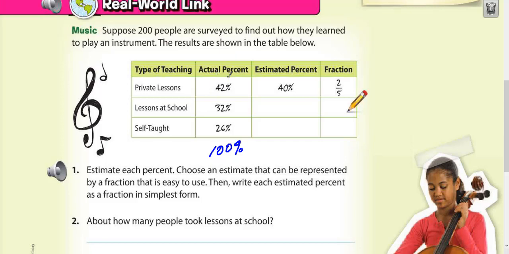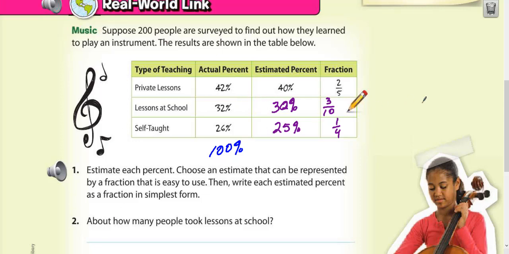You'll notice they took this 42% and they rounded it to 40%. That's a rough number that we can easily use, and that gives us a quick and easy fraction, 2/5. So think about what you would do with 32%. Hopefully you said, I would round that 32% to 30%, and that gives me the quick and easy fraction, 3/10. And then with my 26%, I can round that to 25%, and that gives me the quick and easy fraction, 1/4.